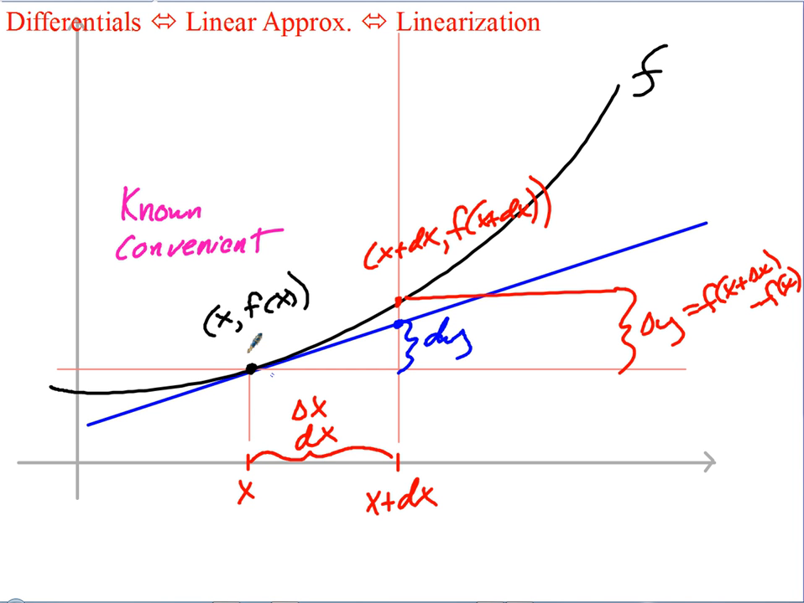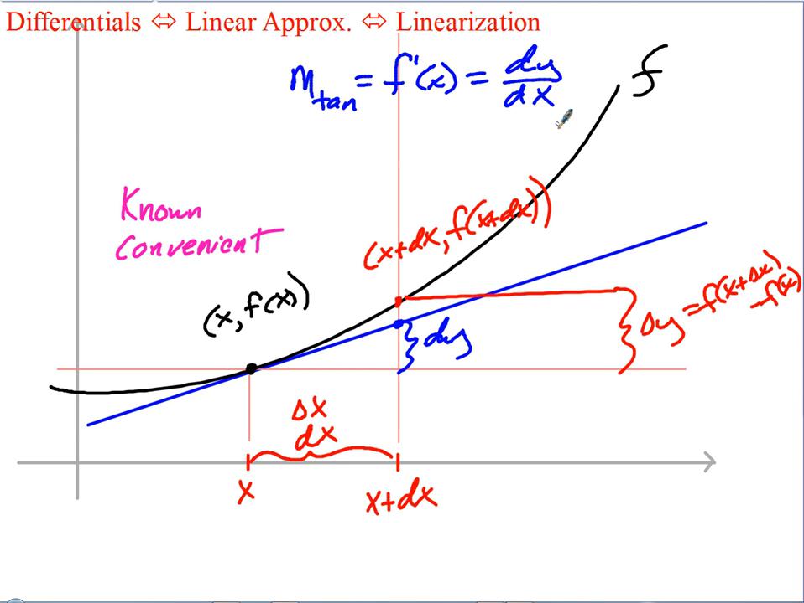So we know that the slope of the tangent line we could just call f prime of x, which is the same thing as dy dx, right? Change in y over change in x. Okay. So if that's dy and that's dx, that makes sense, right?